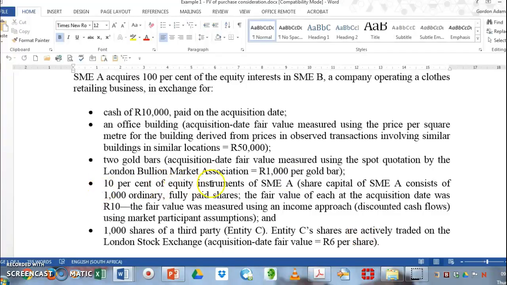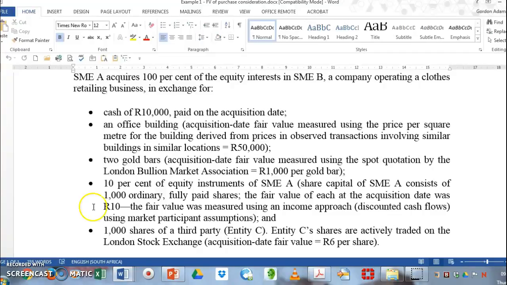10% of equity instruments of SMEA. Share capital of SMEA consists of 1,000 ordinary fully paid shares. The fair value of each at the acquisition date was 10 Rand each. The fair value was measured using an income approach, discounting cash flows using market participant assumptions.